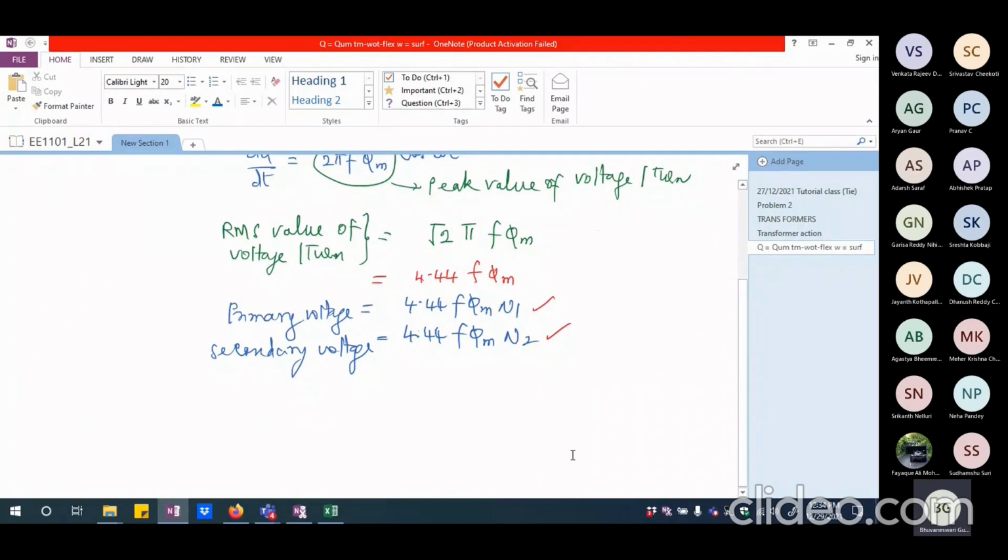Okay, good afternoon. We were looking at transformers in the last class, and what I had done was to give you the basic principle of operation and also the derivation with regard to the voltage output of a transformer, how the primary voltage and secondary voltage can be derived.